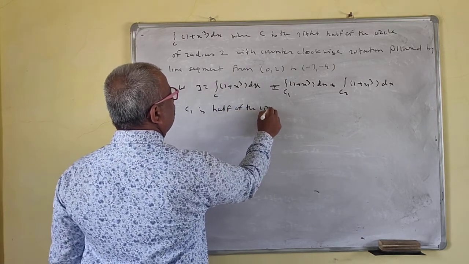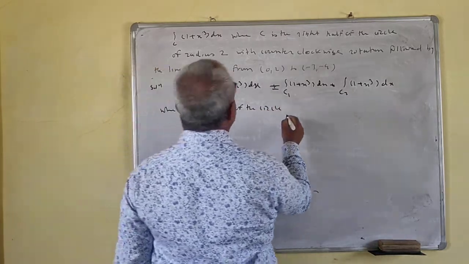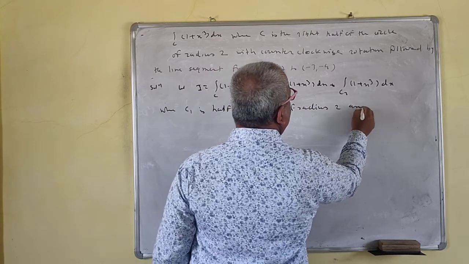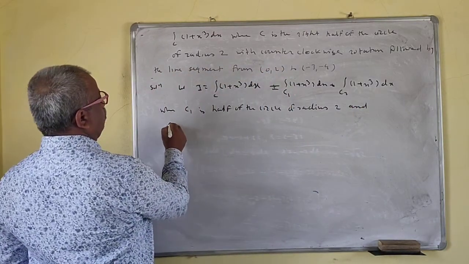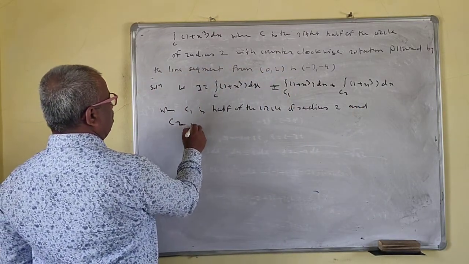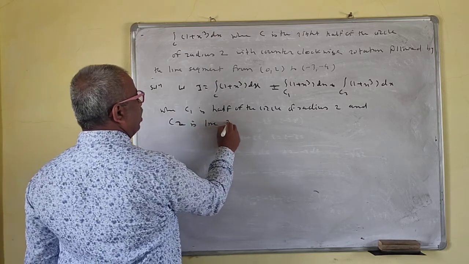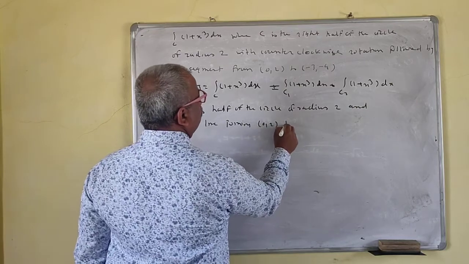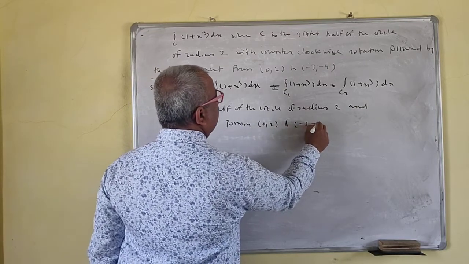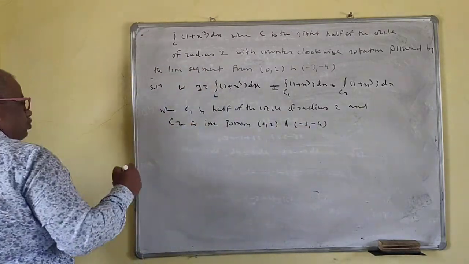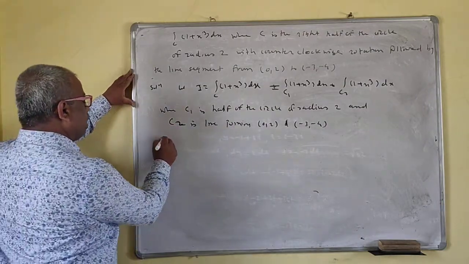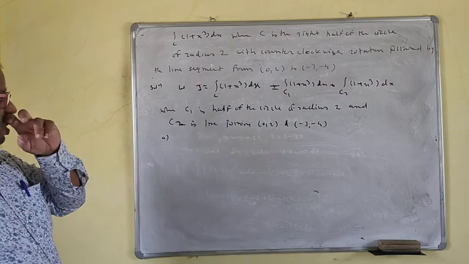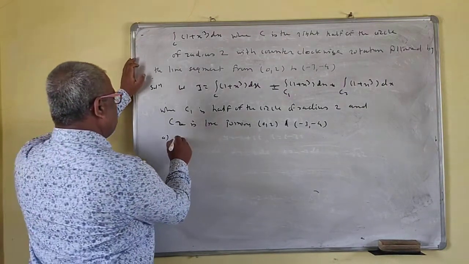of radius 2 and c2 is the line joining 0 to minus 3 minus 4. Okay, so we'll do for c1 now.